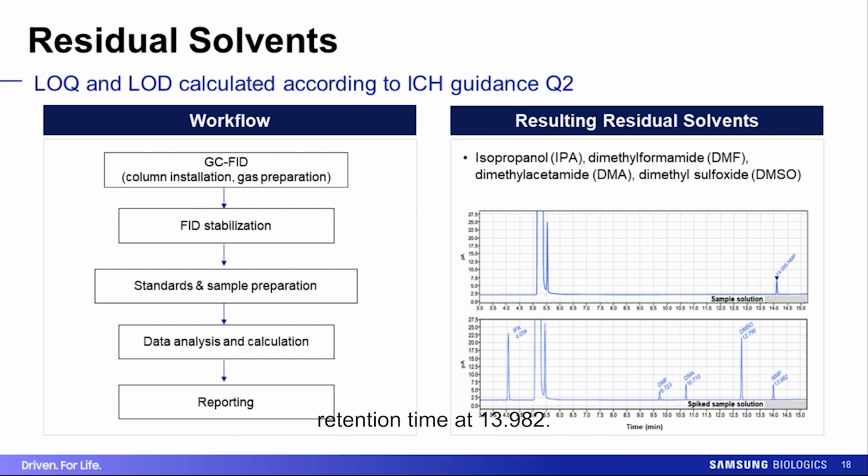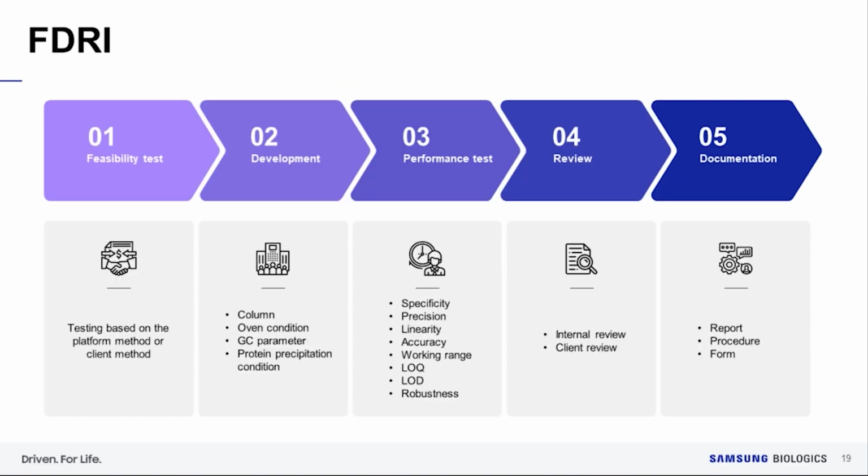retention time at 13.982. This test method is developed through the following parameter optimization: GC column screening, oven condition, GC parameter, and protein precipitation procedure. The next performance test will be performed by ICH guideline Q2(R2) for validation of analytical procedures used to detect and quantify impurities. And afterwards, review and documentation are performed.